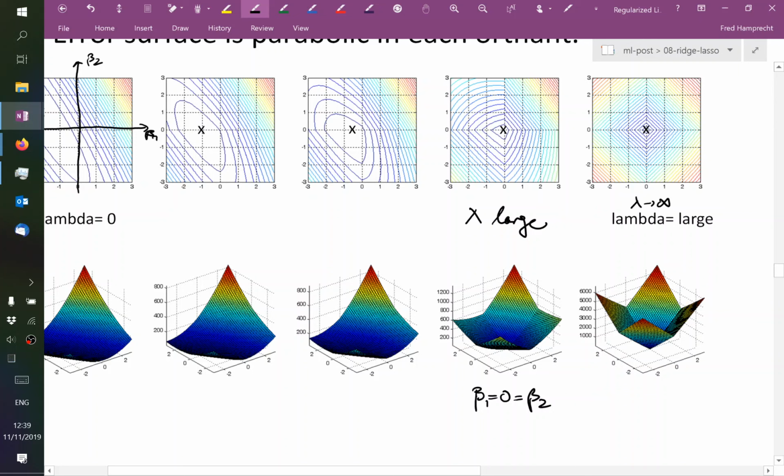Now, if we reduce lambda further, there is an interesting case. You see, now we have a 0 value for beta 2. So here, beta 2 is 0, but beta 1 is not 0. Geometrically speaking, it's still the same thing. It's still 4 parabolae which match up at the orthants, but now the global optimum happens to be where the cross is.